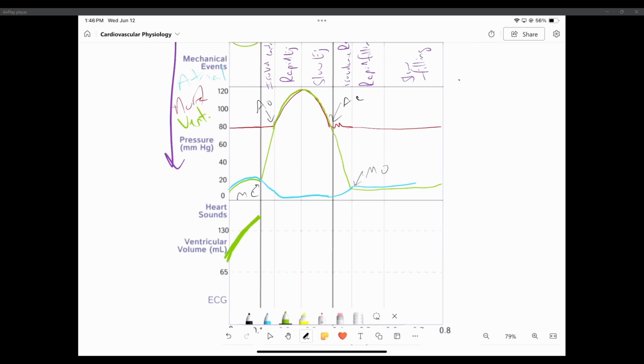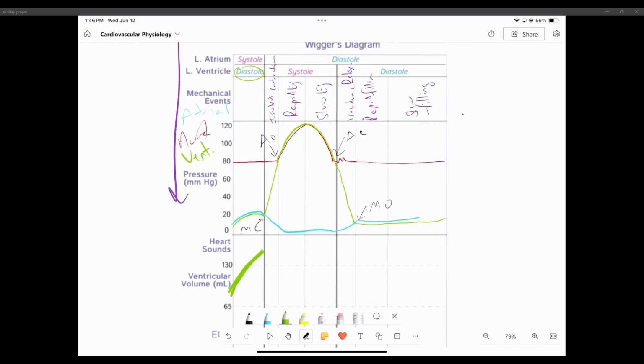What is happening right now? We are in ventricular diastole. The ventricles fill with blood during diastole. That's why ventricular volume is going up. What is a normal end diastolic volume for the heart? 140. And look where we are. Right at 140. That's why the graph goes up there for that volume.